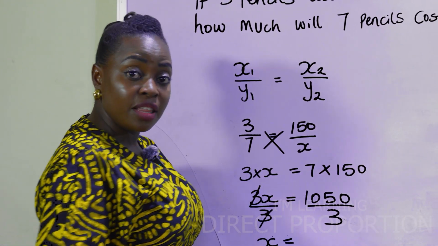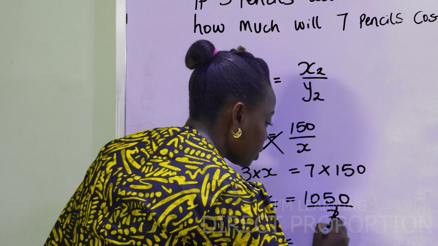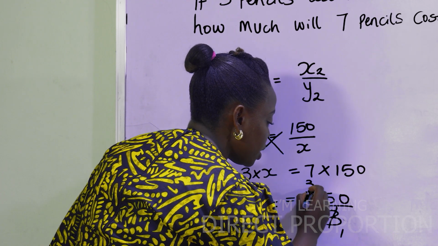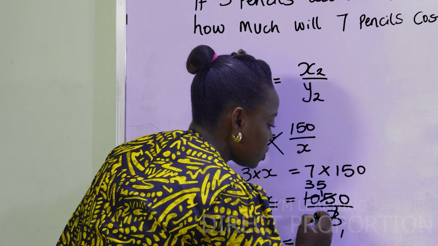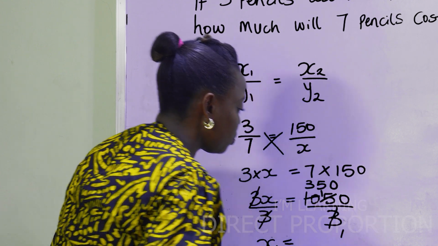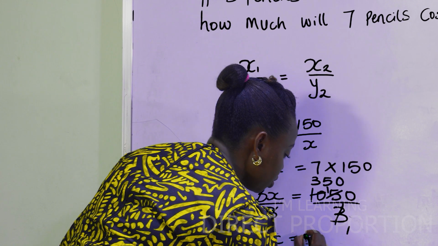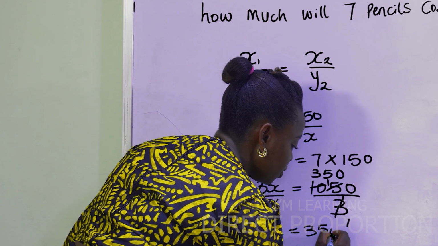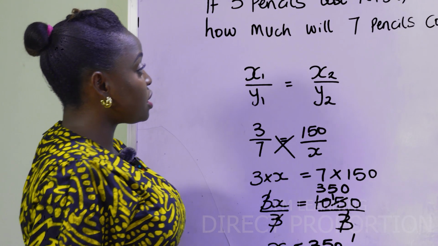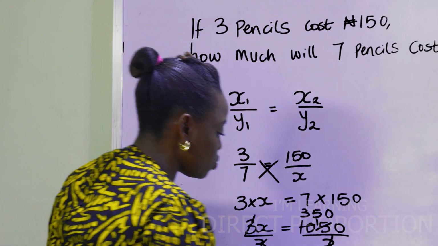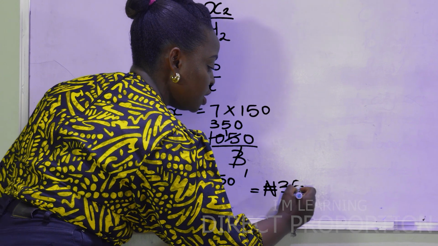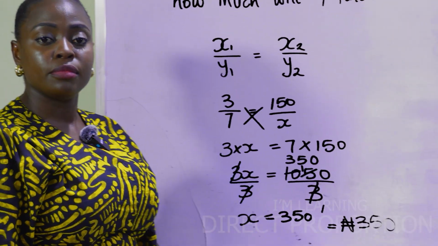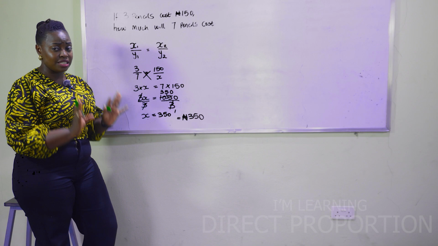Now let's divide 1050 by 3. 3 will go in 10, 3 times, I have 1 left. 3 will go in 15, 5 times, and 3 will go in that 0. So x is 350. So it's safe to say that the cost of 7 pencils is 350 naira. Now let's look at another direct proportion question.